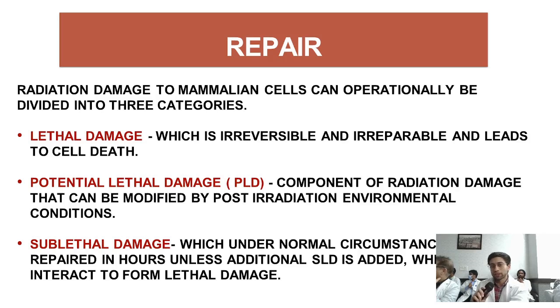The damage is divided into 3 types. We have lethal damage, which is irreversible and irreparable. Then we have potential lethal damage, which is a component of radiation damage that can be modified by post-irradiation environmental conditions. So potential lethal damage can be repaired, but we have to provide an environment for repair. Sublethal damage is the most important one in radiation oncology, because under normal circumstances, sublethal damage can be repaired. But if we add additional sublethal damage, it can form lethal damage.